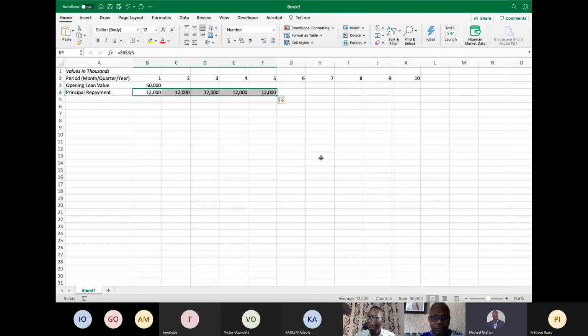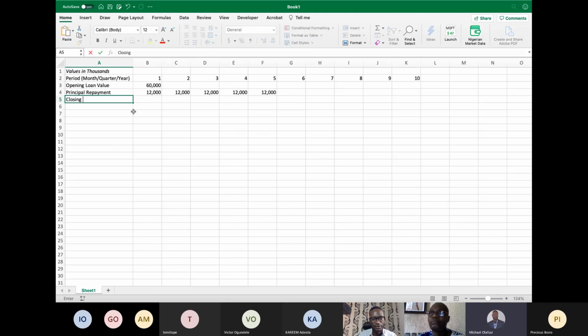Okay, so I'm moving on. I have a principal repayment that, as we all know, will help me to know what my closing loan value, the loan net book value, is. There's something I want to do to make things easy for us. Let's just say when we are repaying the loan, it comes as a minus, and I drag it.